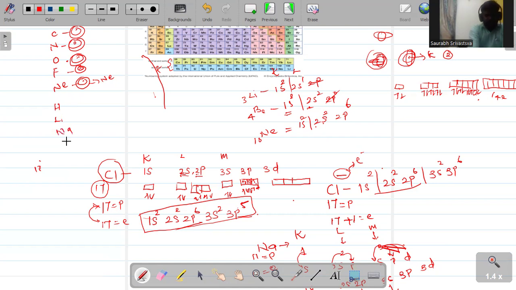Hydrogen, lithium. Next sodium. It will go like this. So now hydrogen, atomic number 1. Electronic configuration, what will we write? First shell, it has 1 shell. Then 1s you are going to write. Sodium, atomic number 11. Then we can write 1s2 2s2 2p6 3s1.